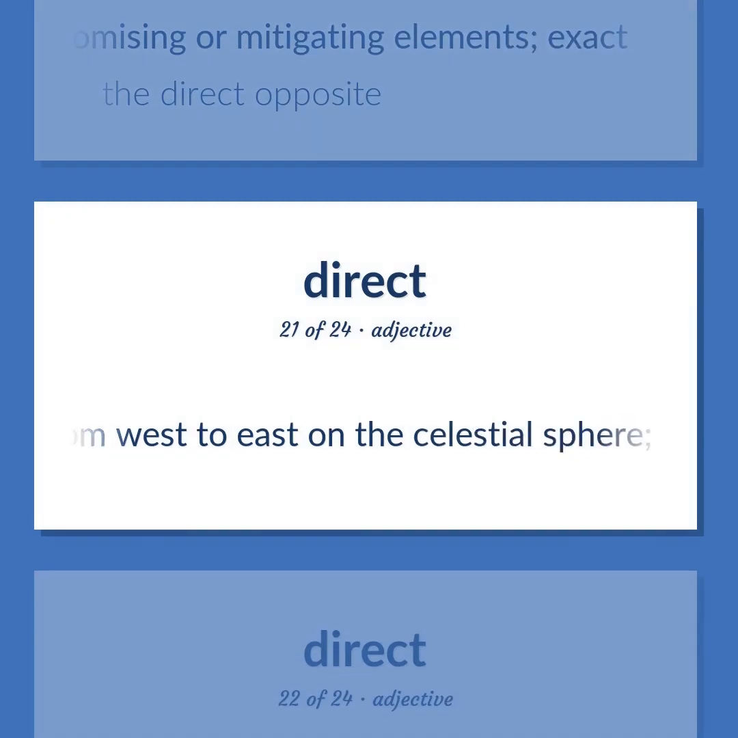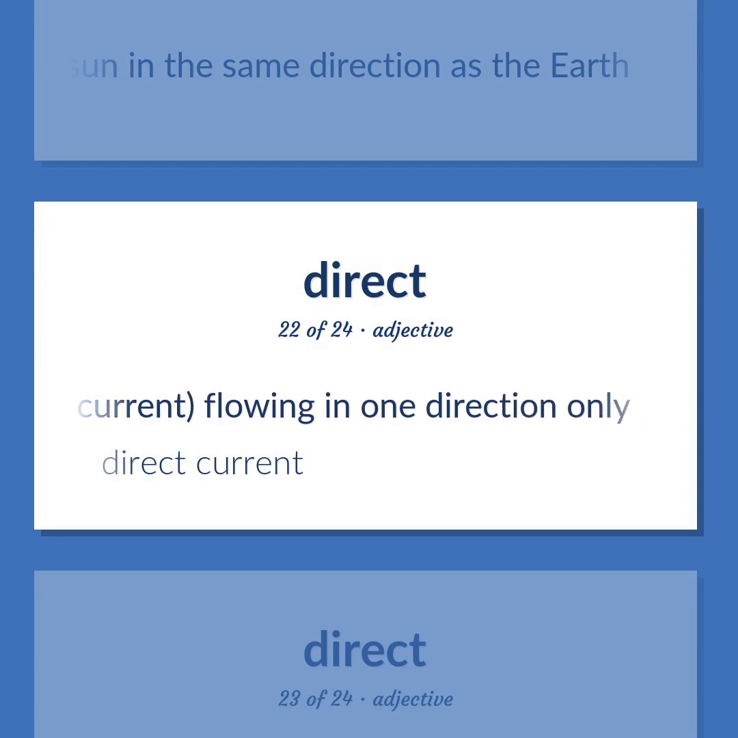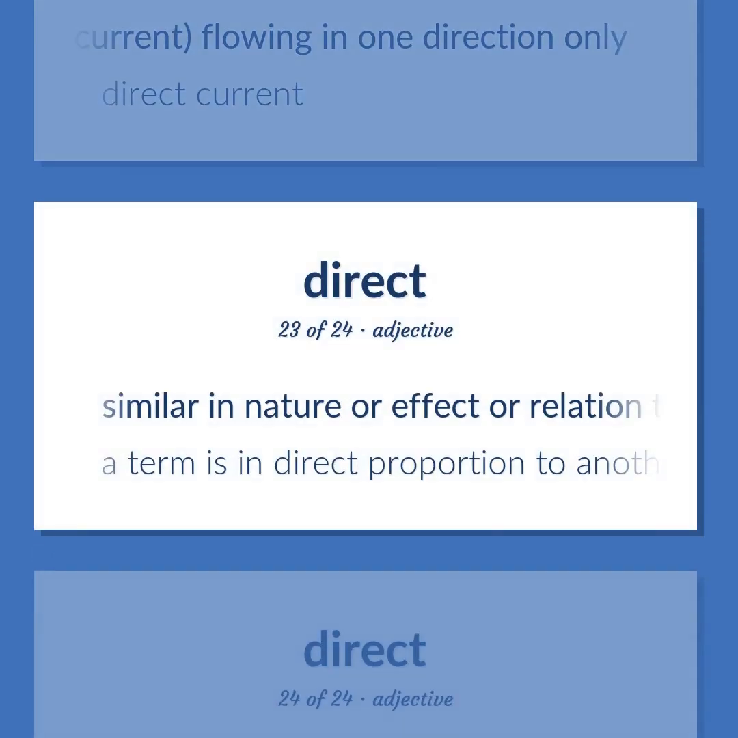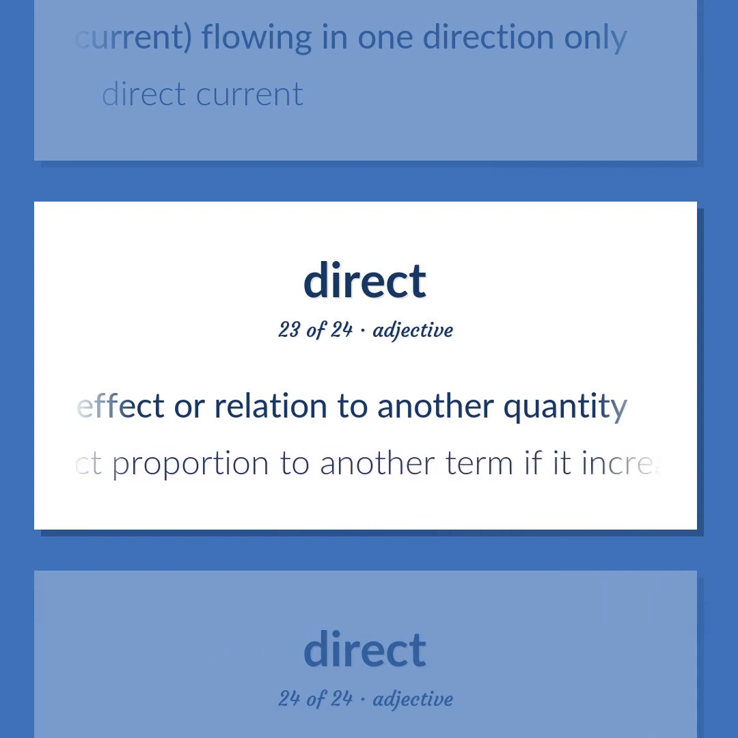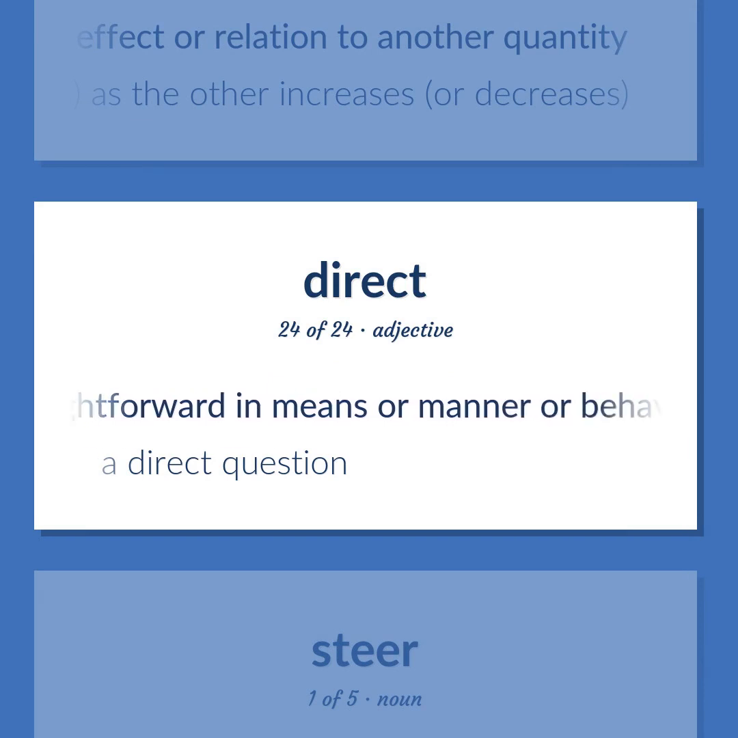Moving from west to east on the celestial sphere, or, for planets, around the sun in the same direction as the Earth. Of a current, flowing in one direction only. Direct current. Similar in nature or effect or relation to another quantity. A term is in direct proportion to another term if it increases, or decreases, as the other increases, or decreases. Straightforward in means or manner or behavior or language or action. A direct question.